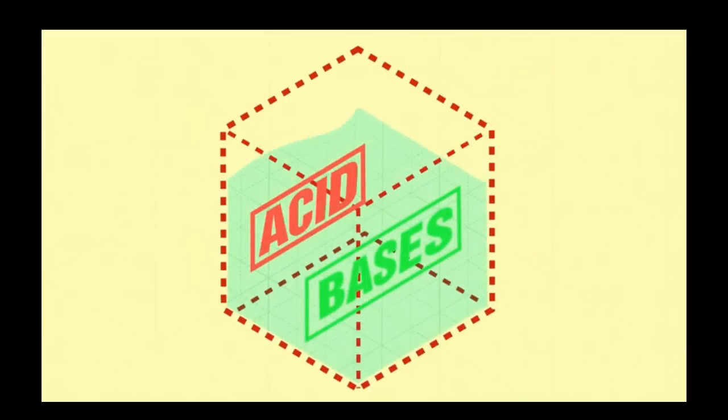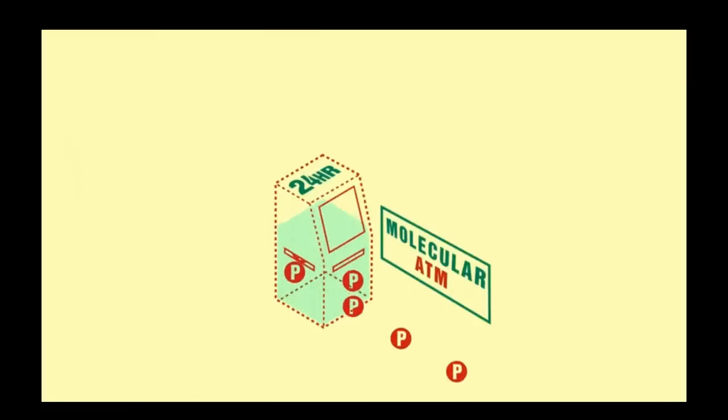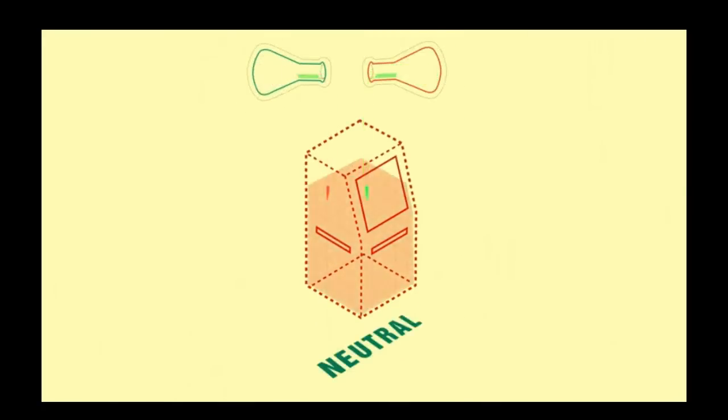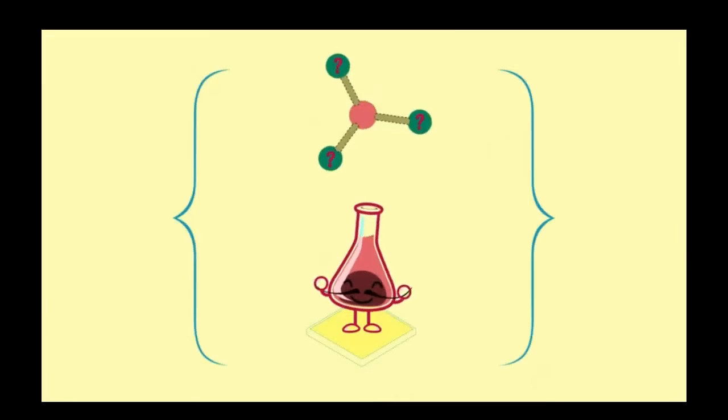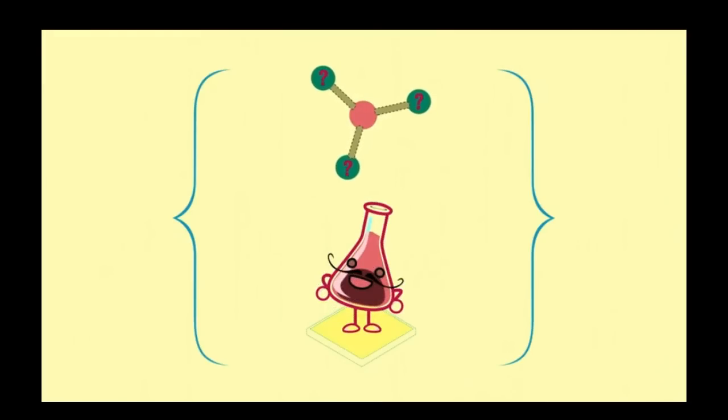Most acid-base chemistry takes place in water, which can act as either an acid or a base, accepting deposits and enabling withdrawals like a 24-hour molecular ATM. And when a proton deposit customer, that's an acid, and a proton withdrawal customer, base, shop at the same time, their net effects on water's account may cancel out, and we call this neutralization. Now, certain molecules can behave as acids or bases without water, but that's another story.